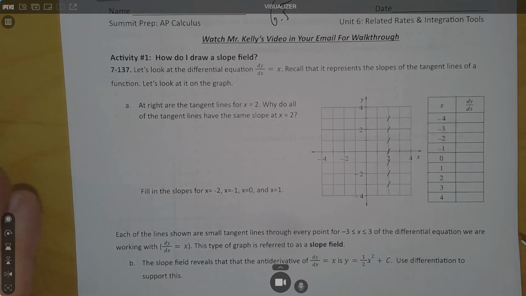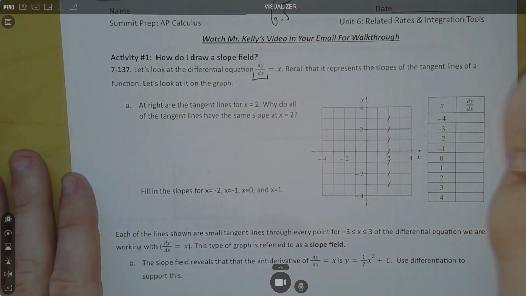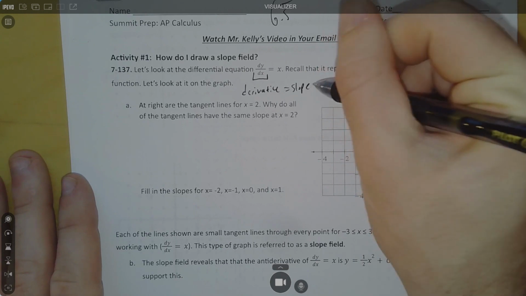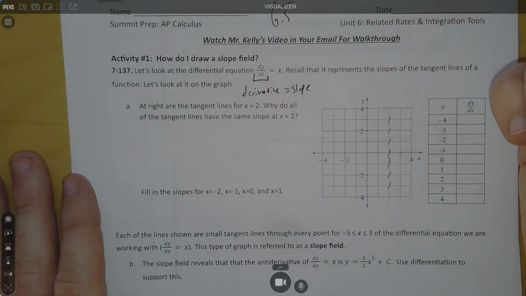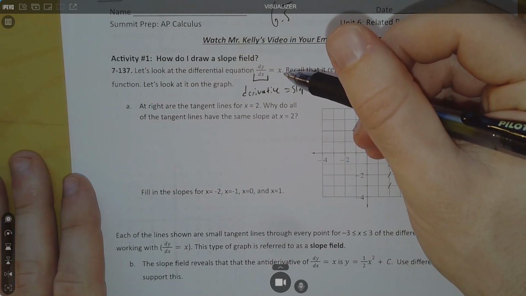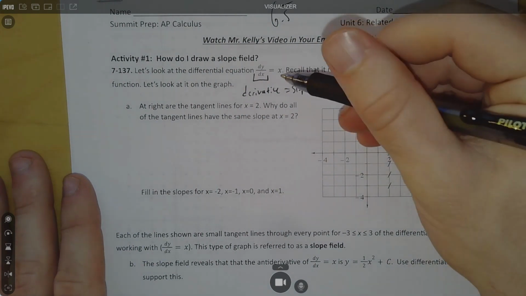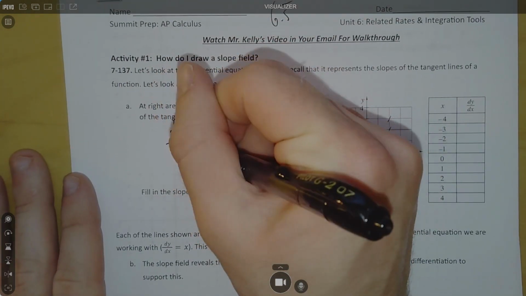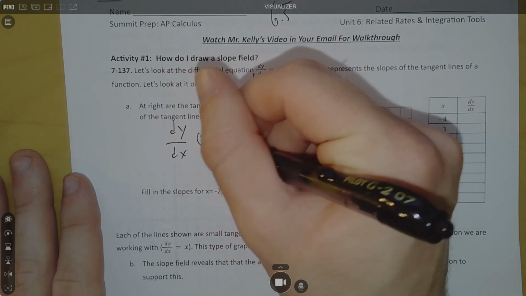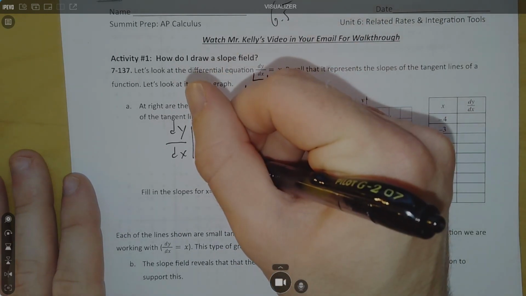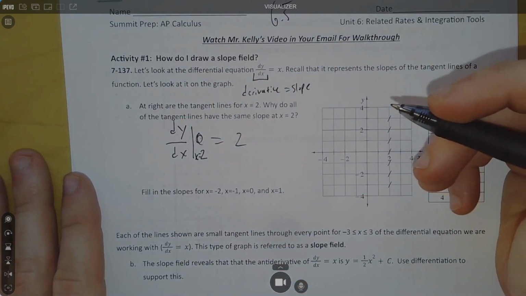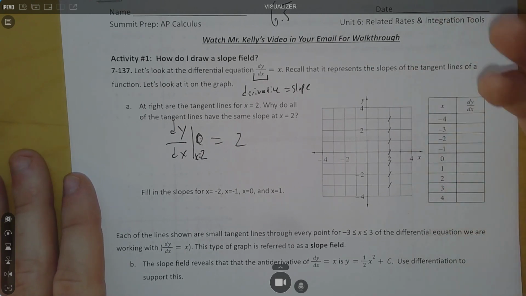Well, remember, this is slope, right? In your head, think of the derivative as slope. I've been saying that since the beginning of the year. It's a really easy way to think about the derivative. It's the slope at a point, right? So this is telling me at 2, my slope is 2. When I plug 2 into this, I get 2, because the derivative at x equals 2 is 2.